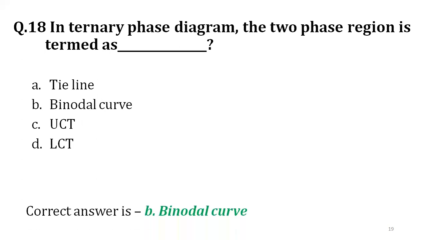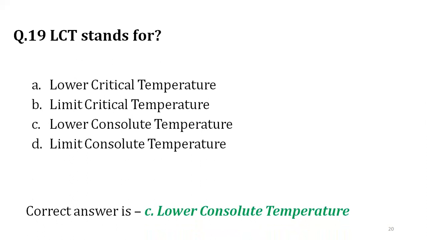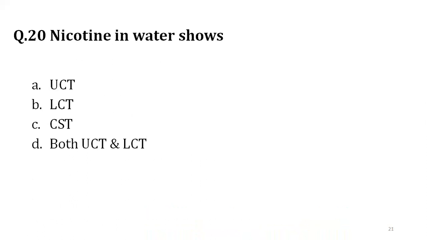So the correct answer is B, that is binodal curve. LCT stands for lower critical temperature. Like your UCT, your LCT is also there. So LCT stands for lower consolute temperature.